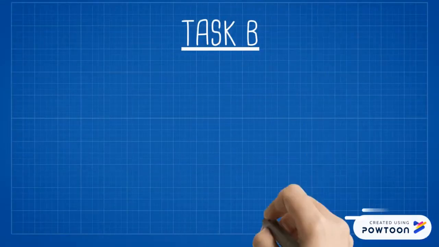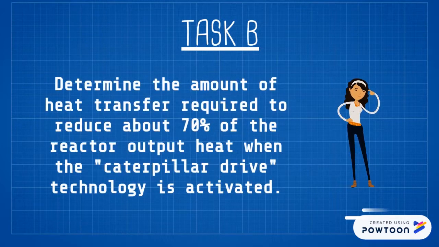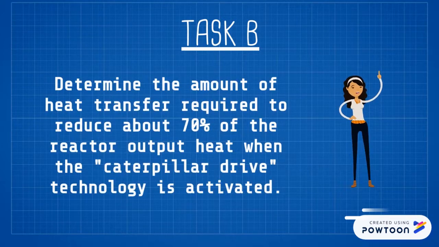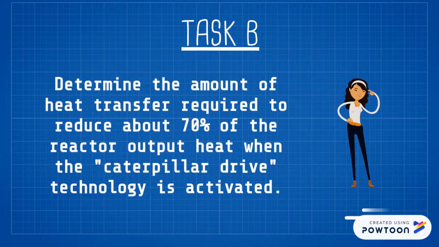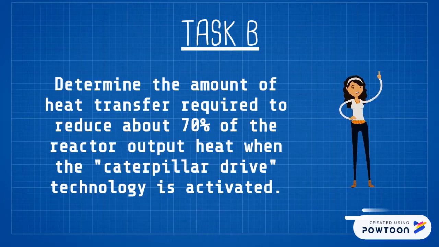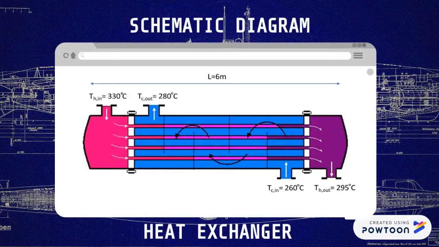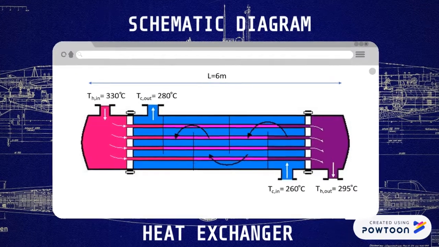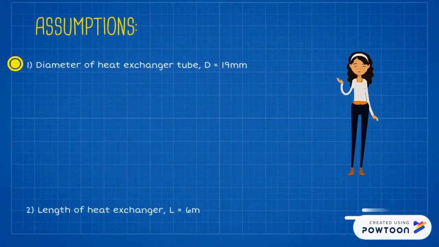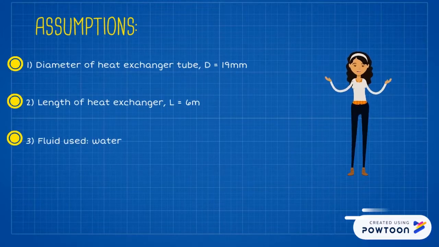For task B, it is required to determine the amount of heat transfer required to reduce about 70% of the reactor output heat. This is the schematic diagram of the heat exchanger designed. The assumptions made for this task are: the diameter of the heat exchanger tube is 19 mm, the length of the heat exchanger is 6 meter, and the fluid used is water.